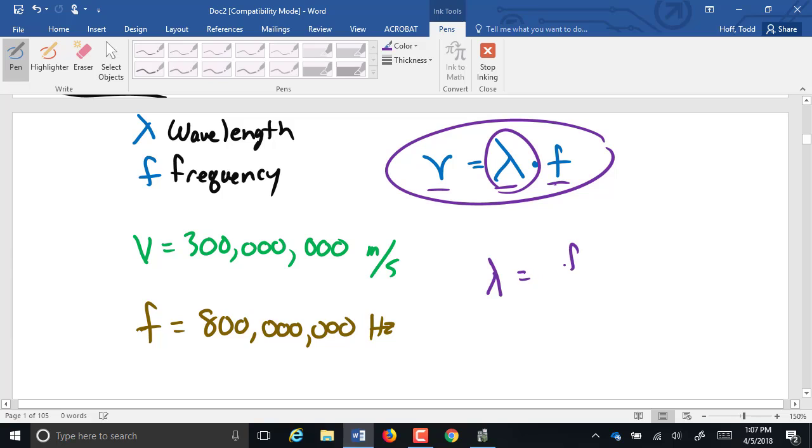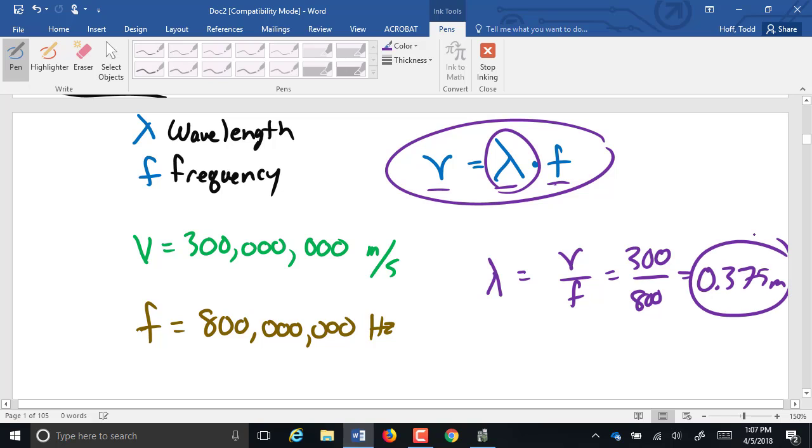The wavelength is equal to the frequency divided by the velocity. Other way around, velocity divided by the frequency. So 300 million divided by 800 million is 0.375, and that is in meters. So 0.375 meters is the wavelength of those waves for cell phone transmission. What do you guys think?